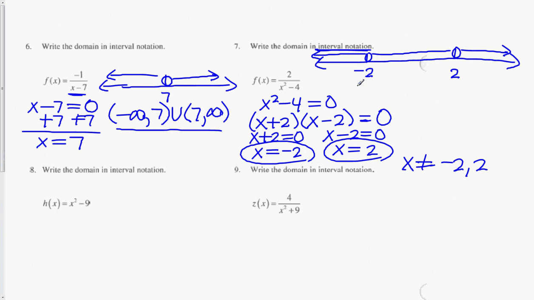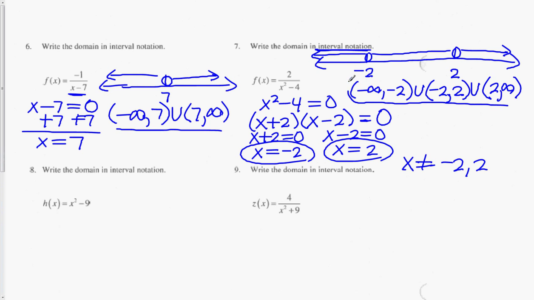Here's how you write the interval notation. This is going to be a little bit longer. I can come from negative infinity to negative 2 with the parentheses. Do not put a bracket. I can go anywhere from negative 2 to 2, parentheses again, do not put a bracket. And then I can go anywhere from 2 to infinity, parentheses. There would be the interval notation answer for my domain. All right, look at number 8.